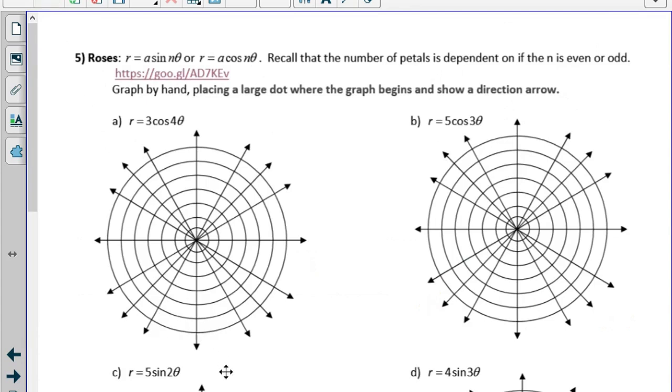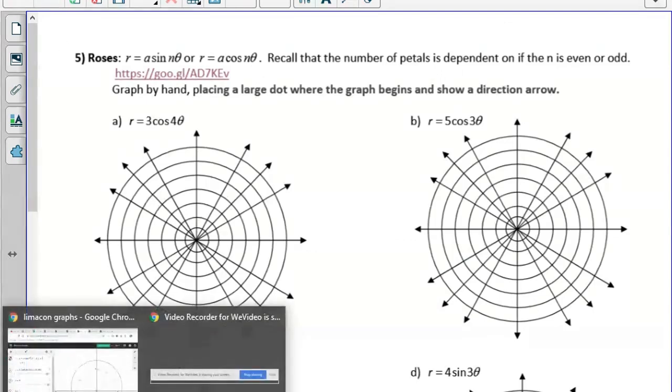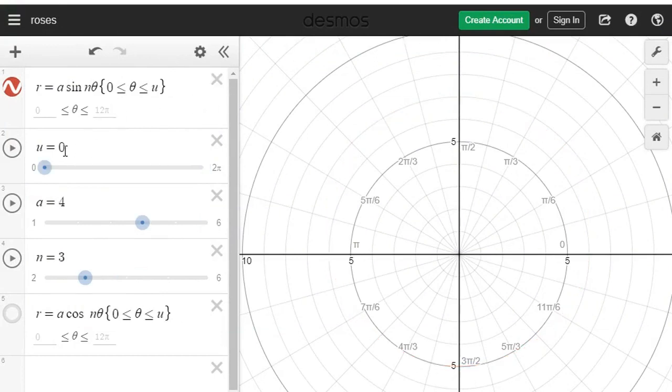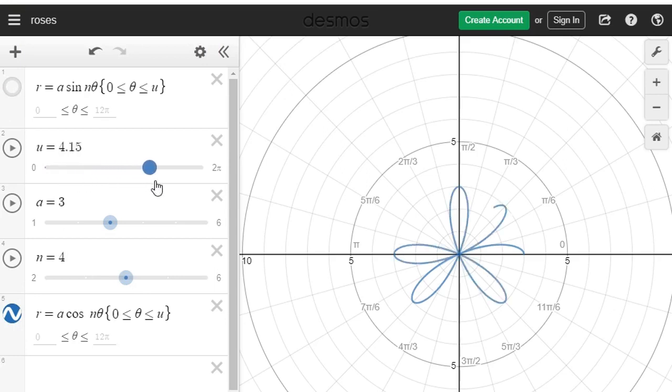Now let's go to roses. So roses are the final case that we're going to talk about. If we have r equals 3 cosine 4 theta, that's kind of nice looking.